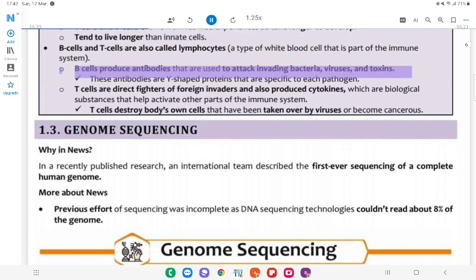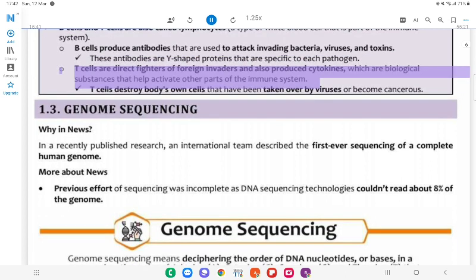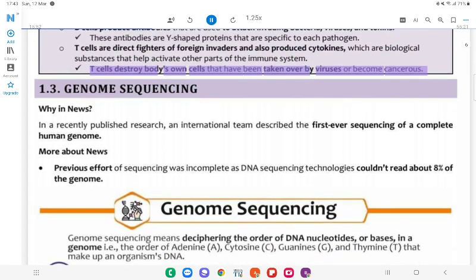B cells produce antibodies that are used to attack invading bacteria, viruses, and toxins. These antibodies are Y-shaped proteins that are specific to each pathogen. T cells are direct fighters of foreign invaders and also produce cytokines, which are substances that help activate other parts of the immune system. T cells destroy the body's own cells that have been taken over by viruses or become cancerous.